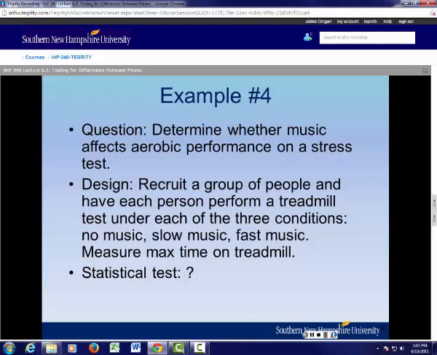If the max treadmill time is different between groups, there must have been an effect of the music. So because there are 3 groups, you can't do a t-test. You have to do analysis of variance.